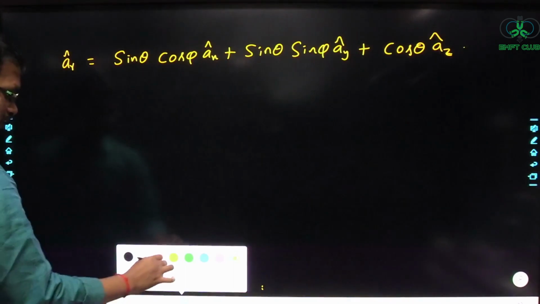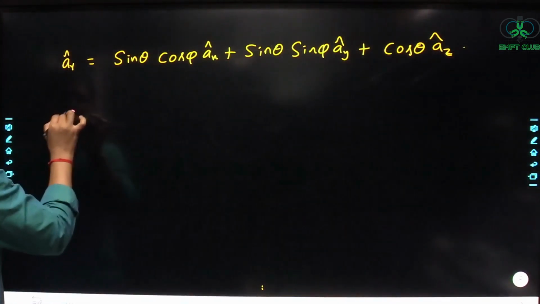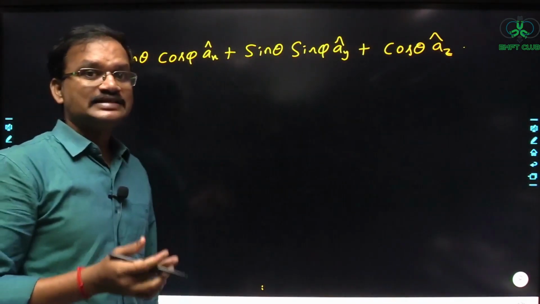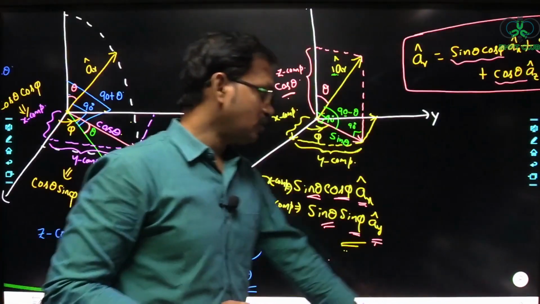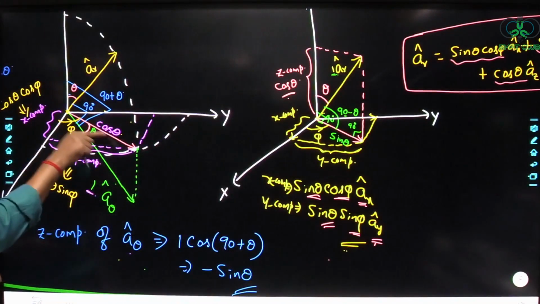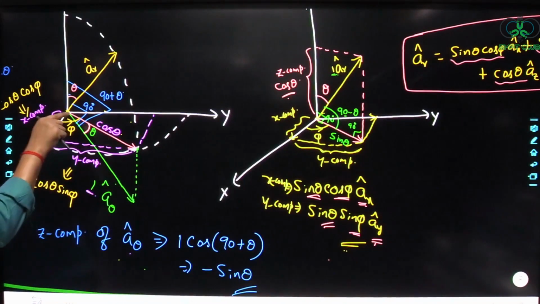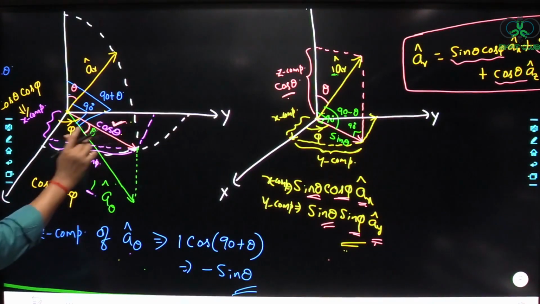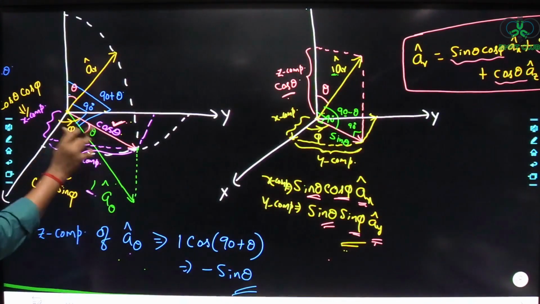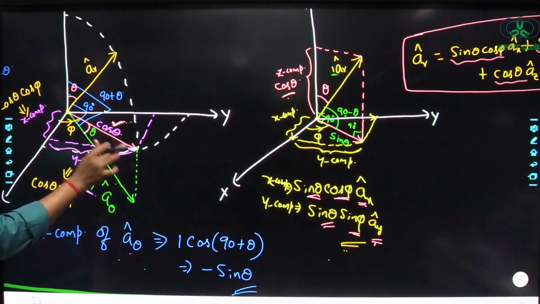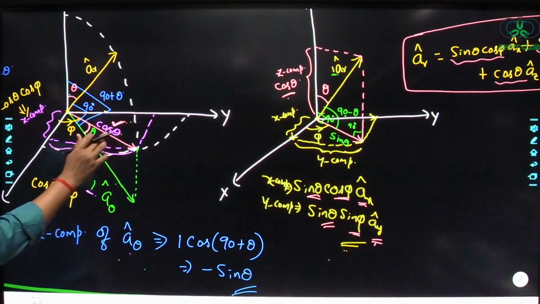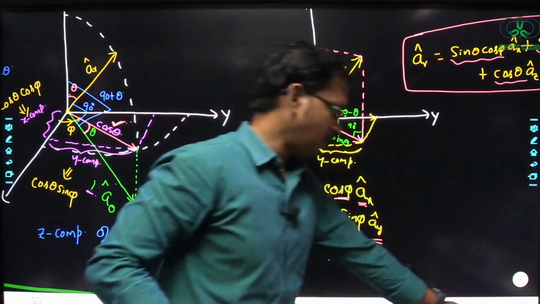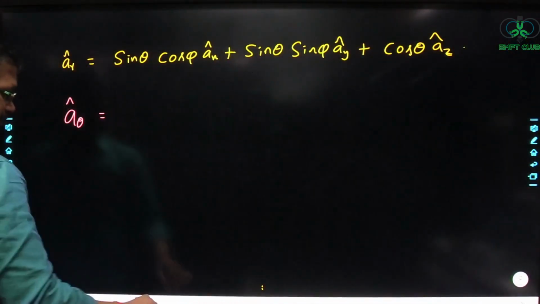Next, a_theta cap. How can you remember a_theta cap? A_theta cap is making an angle theta with respect to the component in the xy plane. This is the component that is present in the xy plane, and that is cos theta. This cos theta is again resolved into two components, one along x and another along y, right?